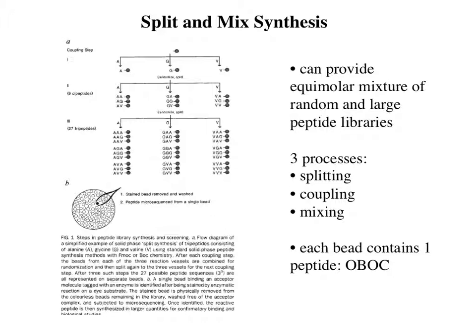Split and mix synthesis can provide equimolar mixtures of random and large peptide libraries. And there are essentially 3 processes involved in split and mix synthesis. First is splitting, then it's coupling, and then it's mixing. So here you can see you're splitting, coupling, and then mixing at each step shown here. And each bead that exists in the mixture contains one peptide. And so there's one bead, one compound.